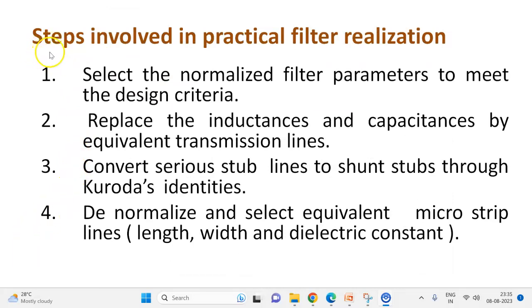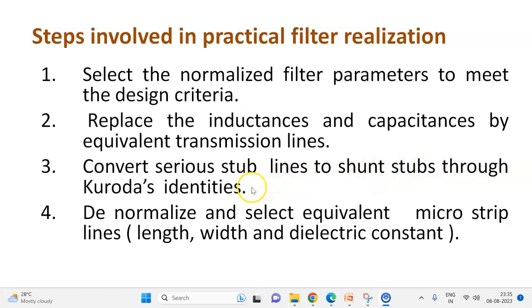Next, let us see the design steps involved in practical filter realizations. There are 4 steps involved in the practical filter realization. The first step is to select the normalized filter parameters to meet the design criteria. After selecting the normalized filter parameters, we have to replace the inductance and capacitance by equivalent transmission lines. After making the replacements, we have to convert series stub lines to shunt stubs through Kuroda's identities.